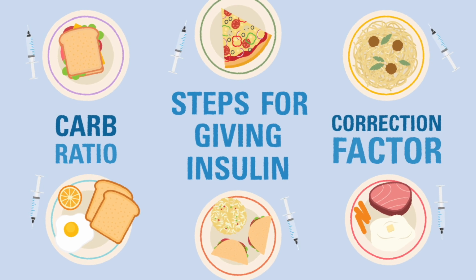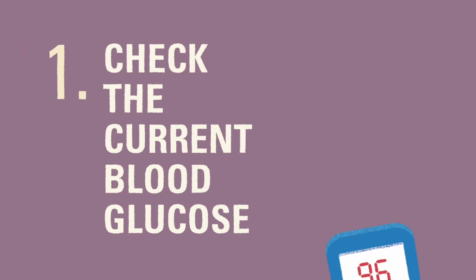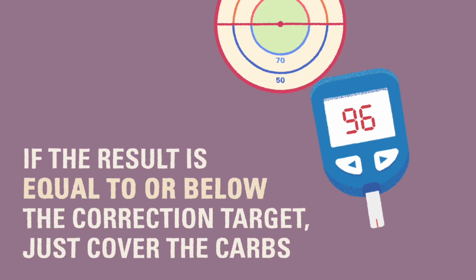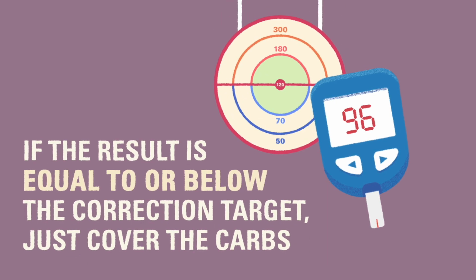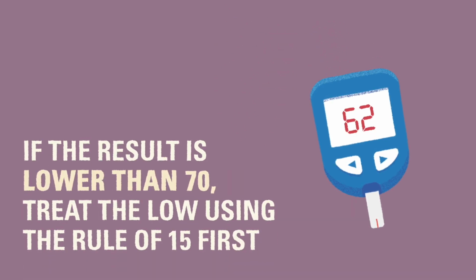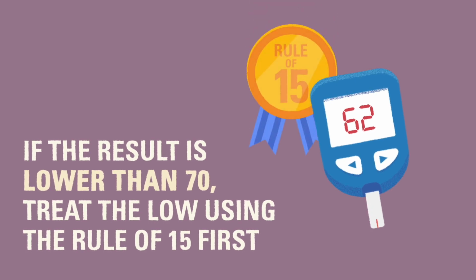The steps for every person with T1D when eating should be: 1. Check the current blood glucose. If the current blood glucose is equal to or below the person's correction target, they only need to cover the carbs in the meal. If the current blood glucose is lower than 70, then the low should be treated first using the rule of 15.